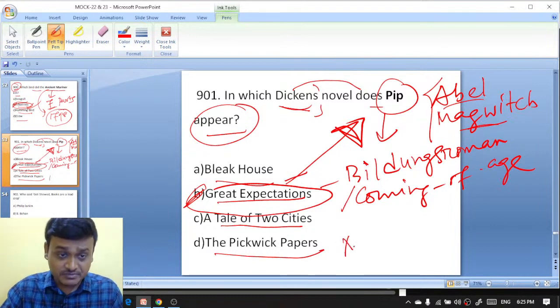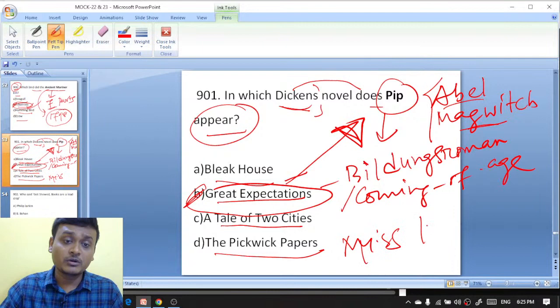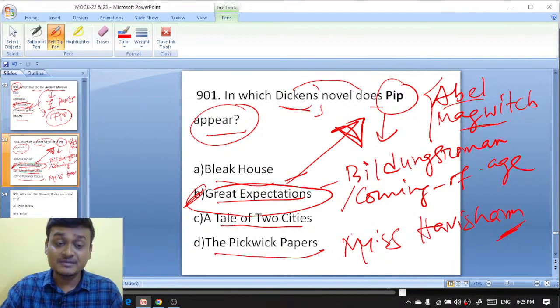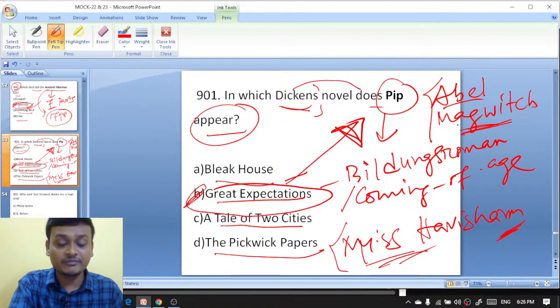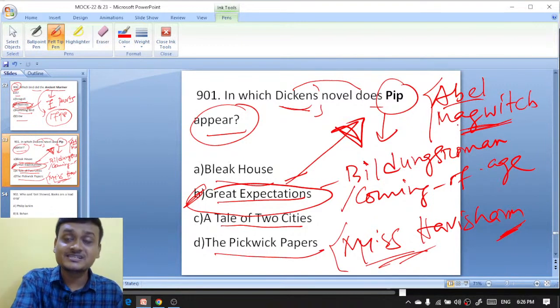Miss Havisham is another important character. Pip thinks that Miss Havisham is the benefactor, but at the end of the novel, Pip comes to know that it was Abel Magwitch, the original benefactor. Another important character of Great Expectations is Estella. So Magwitch the convict, Compeyson another convict, and characters like Estella, Pip, Miss Havisham appear in this novel Great Expectations, written by Charles Dickens, where Philip Pirrip is the main protagonist. It's a Bildungsroman, a coming of age story.